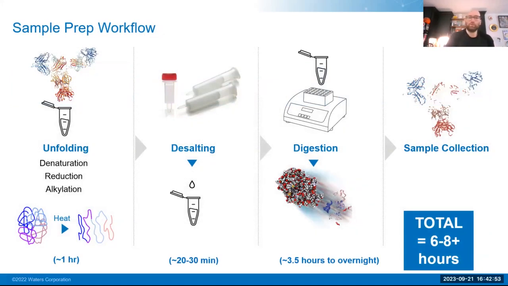Again, the sample prep workflow for peptide mapping, very simple idea. It can take quite a while, but it's a very straightforward idea, very similar to the actual glycan tagging exercise itself. We're going to go through an unfolding step, again, denaturation, and then we'll have reduction and alkylation. So breaking down those individual disulfide bonds and then capping them to prevent the reintroduction of those disulfide bonds.